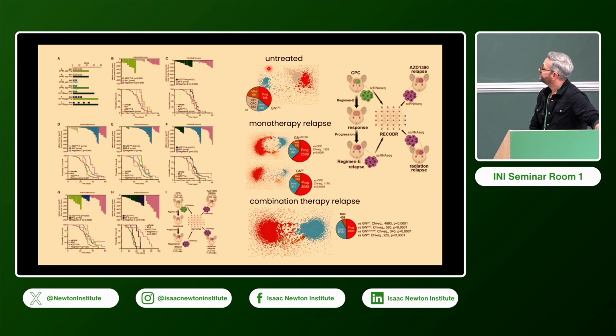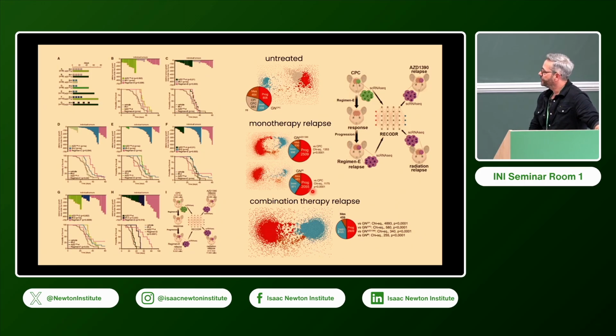So here's the untreated graph. Monotherapy relapse, as I showed using either treatment, have very similar relapse. And you might predict, if you're a Dumbo like me, that actually if you add these drugs together, if they relapse in a similar mechanism when they're given in isolation, then actually if you combine them, they'd still relapse with the same mechanism. Absolutely not. They relapse with a completely different mechanism.